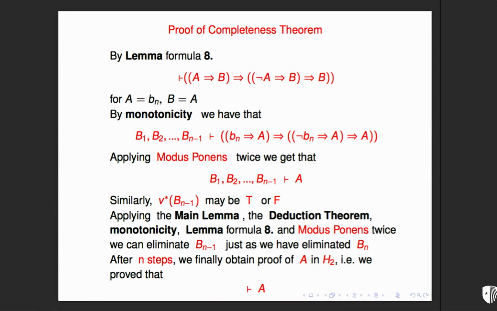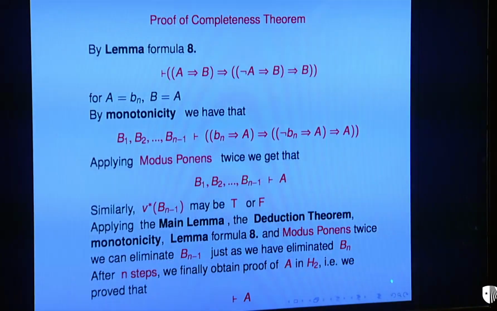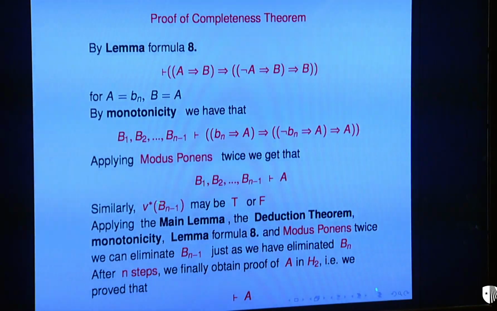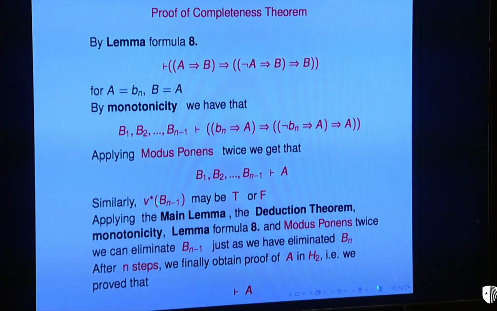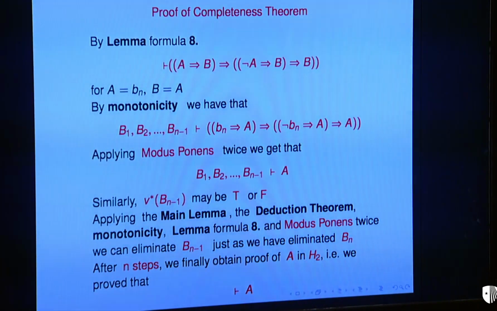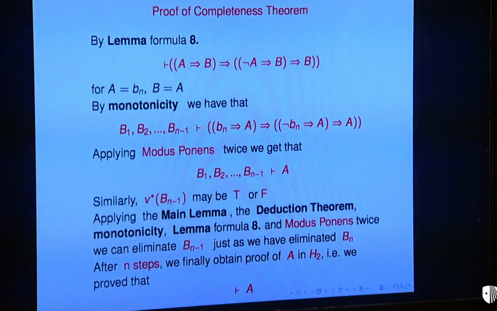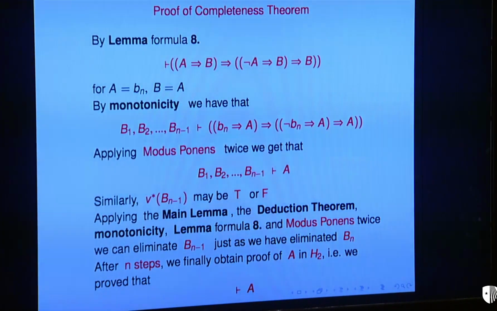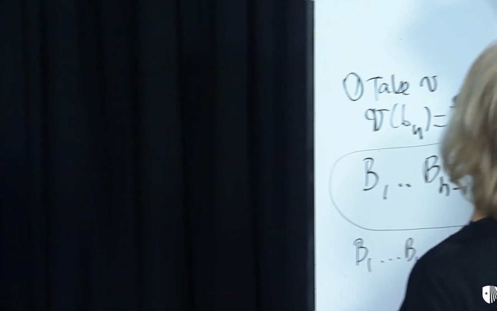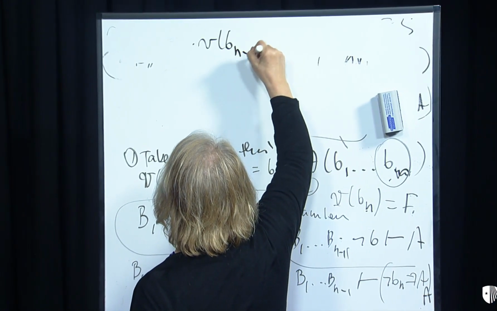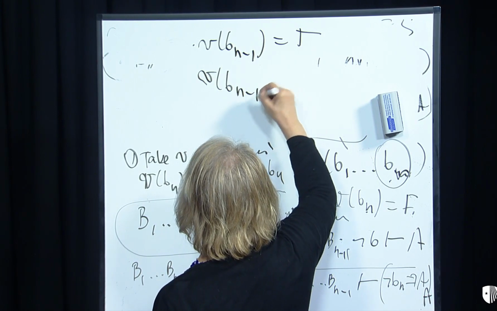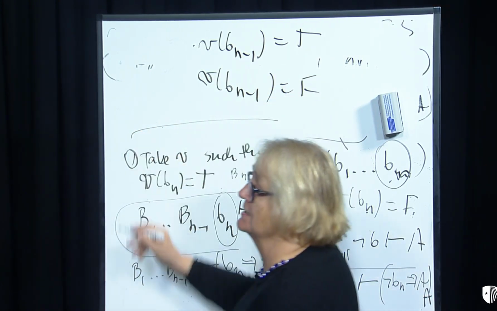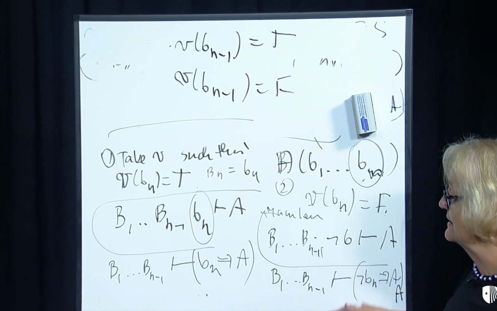now we look at Bn minus 1. Now when we look at Bn minus 1, what does it mean? You repeat the same: the value of Bn minus 1 can be true or false, the same cases as for Bn. V of Bn minus 1 can be true as here, or V of Bn minus 1 can be false, and we apply exactly the same.